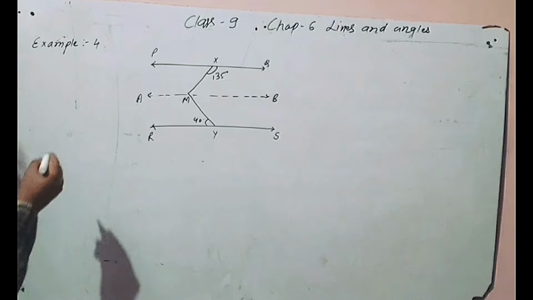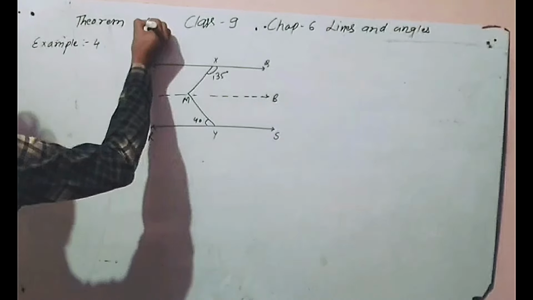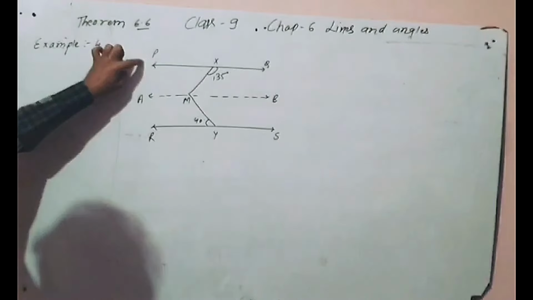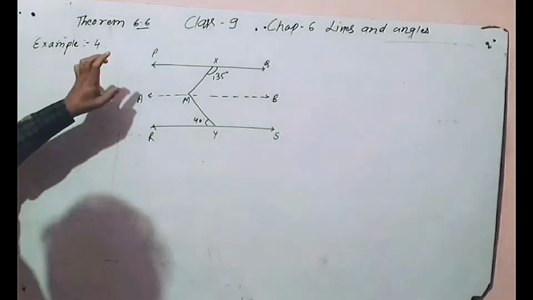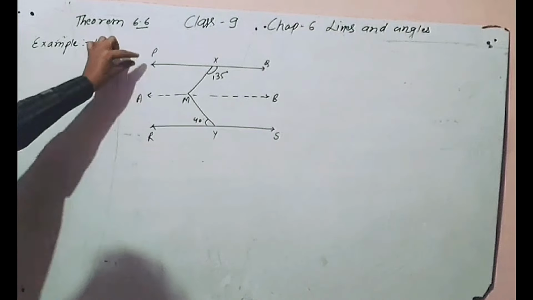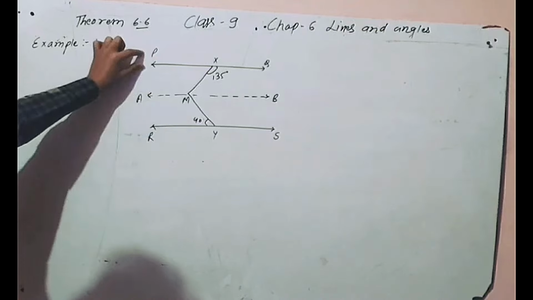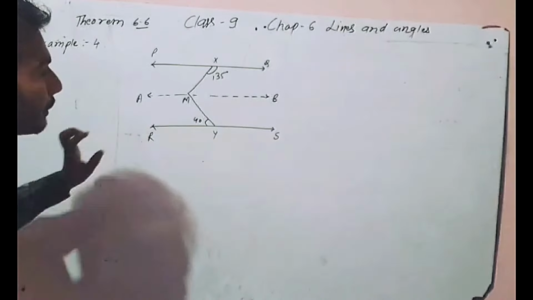And example 4 is based on theorem 6.6. What is theorem 6.6? If two lines are parallel to one other line, then these two are also parallel. For example, this line is parallel to this and this line is parallel to this. Means PQ is parallel to RS and PQ is parallel to AB. Then AB is also parallel to RS.